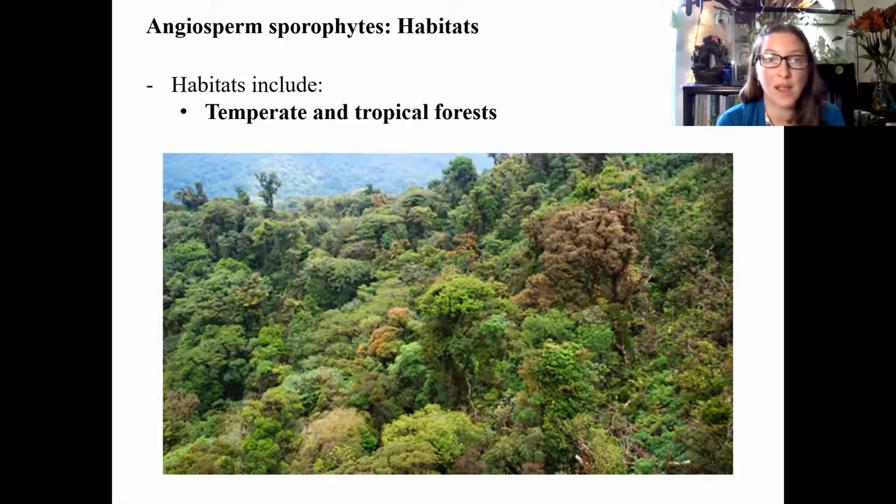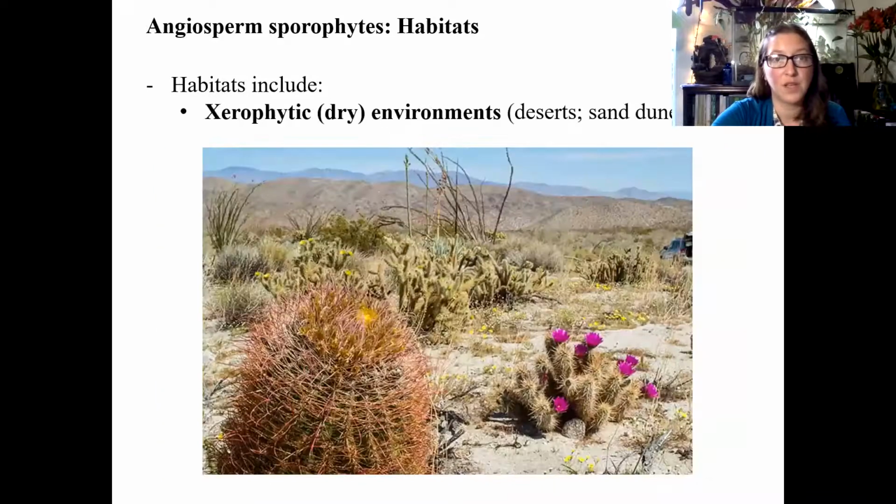Where do they live, right? What habitats do they live in? So they live everywhere. Spoiler alert, everywhere, except in the northern latitudes, where they're very sparse. But the temperate and tropical forests are dominated by angiosperms. Deserts, dominated by angiosperms. So remember that term xerophytic? We learned that in the conifer lab lecture. It means dry environments, so like deserts.